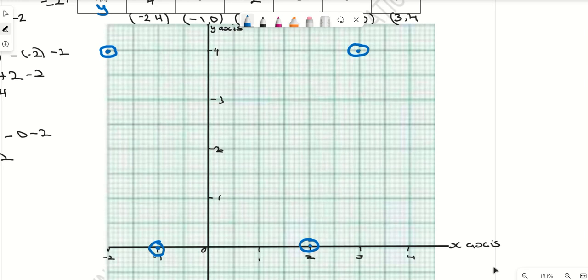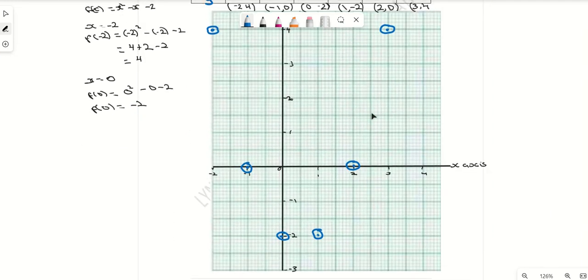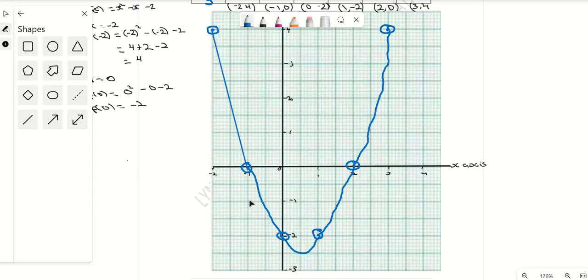And that is how, let's just zoom out so you guys could see everything, this is how your graph will be plotted. Right, so after you connect all the points, you're supposed to get this U-shaped graph. A U-shaped graph is called a parabola, okay? And that would be the end of January 2023.